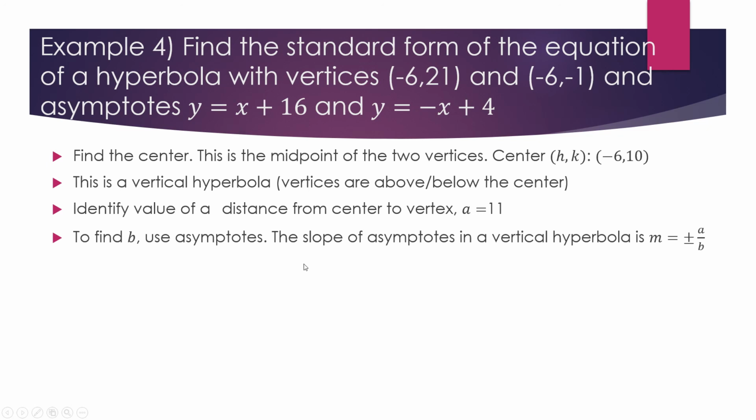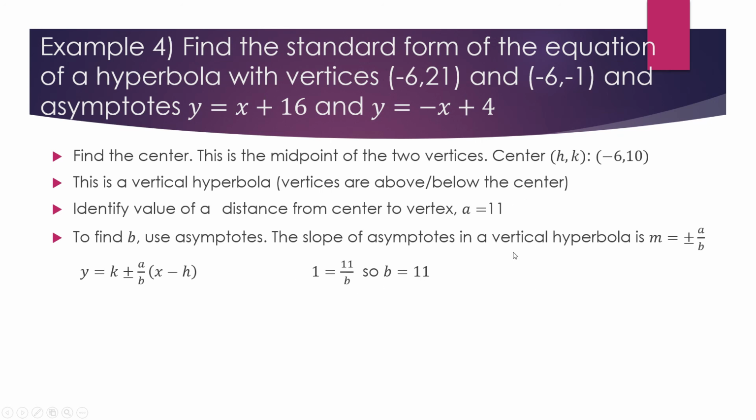It doesn't matter which one we use, I'll just use the positive one. Okay? So our slope is 1, which is going to equal a over b. A is 11. Well, 11 divided by 11 is what would give us 1, so b happens to be 11.